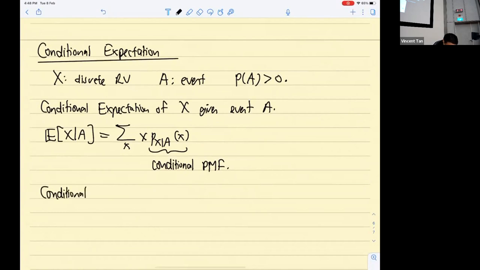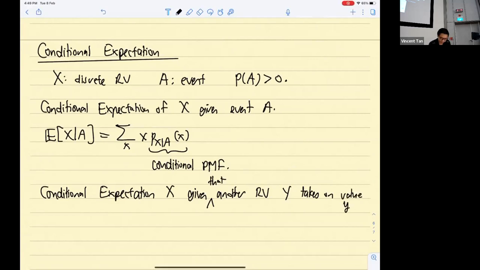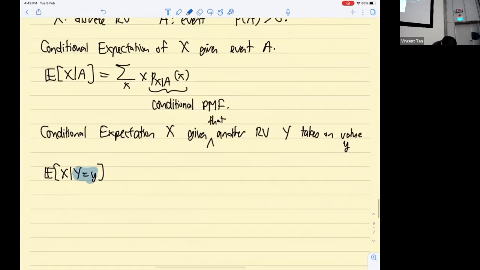We can also talk about the conditional expectation of a particular random variable X given another random variable Y, given that another random variable Y takes on the value little y. Well, that is denoted as expectation value of X given Y is equal to y. Because this is exactly an event A. You can think of it that way. So the formula for this is nothing but the sum over x, x times P of X given Y of x given y. Because Y equals y represents the event A here. Okay? So that is the definition of the conditional expectation of X, given that another random variable takes on the value y.